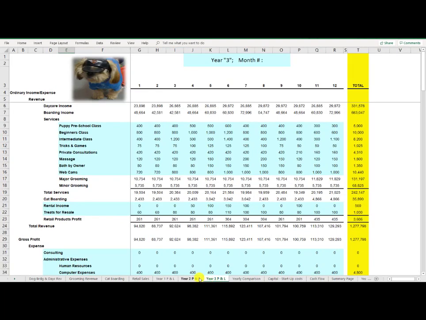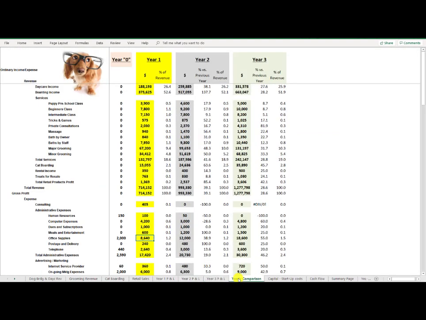But as I said, it's important not to get caught up in the minutia of some of the by month, by year, particularly when you're presenting to a financial investor or the bank. So these are the real keys.